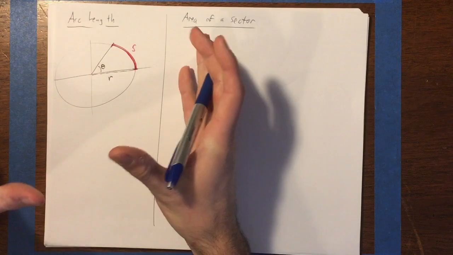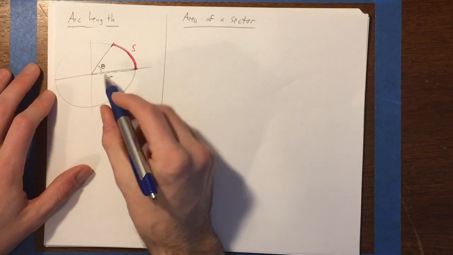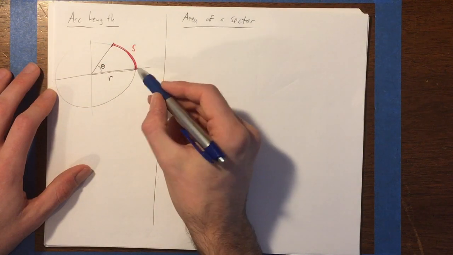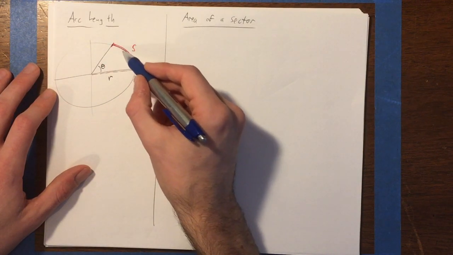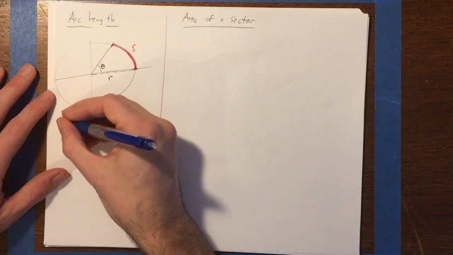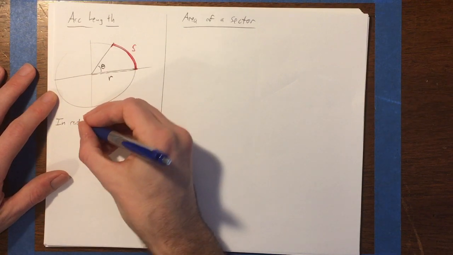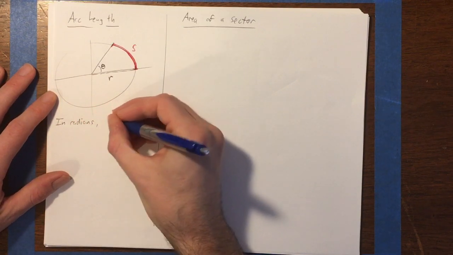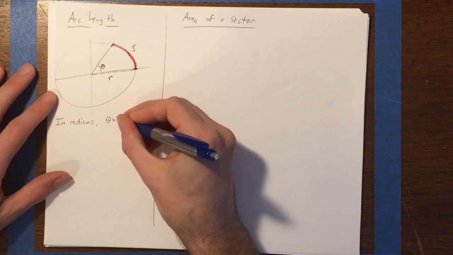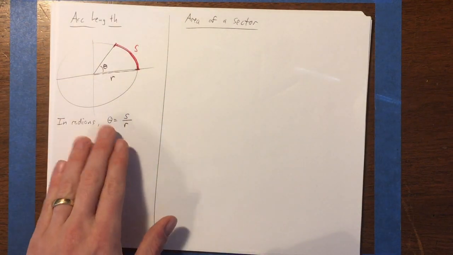So we've got some circle centered at this point, and there's an angle there at the center of the circle. And these rays coming out from the center are intersecting the circle, and we're talking about the length of the arc along the circle. Well, what I told you in a previous video when I was talking about radians is that in radians, that angle theta is equal to the ratio between the arc length and the radius. That is how it is defined.